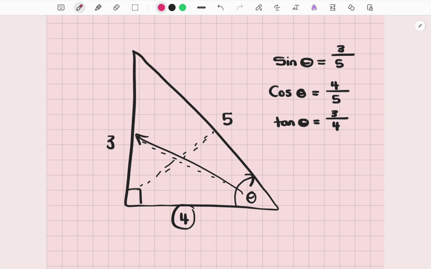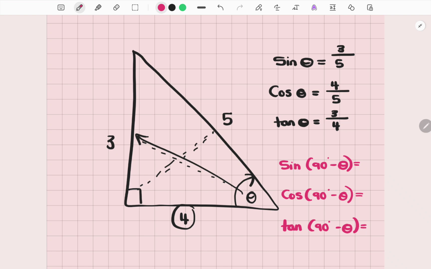Now, what if I ask you this? Tell me what is sine of 90 degrees minus theta? What is cos of 90 degrees minus theta? And what is tan of 90 degrees minus theta? Then the only thing I want to teach you from this is, what is this angle size if we represent it in terms of theta?